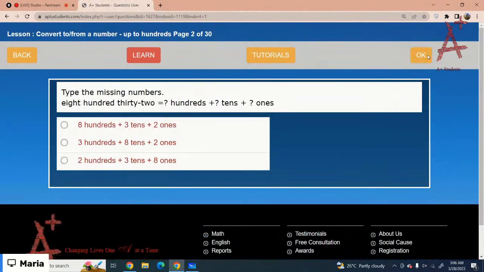Type the missing number 832. So which is the correct option? How many hundreds, tens, and ones are in the number? There we have 8 hundreds, 3 tens, and 2 ones. Got it? Option number 1 is the correct option. Yes, it would be 832. And option number 1 is the correct option. 800, 3 tens and 2 ones.